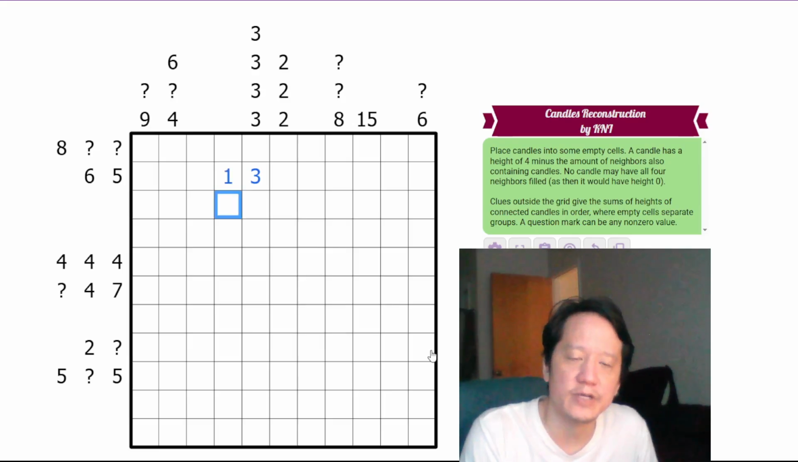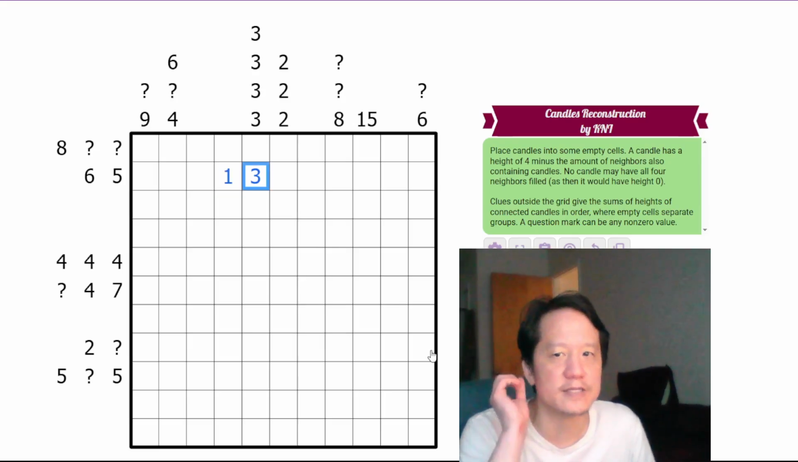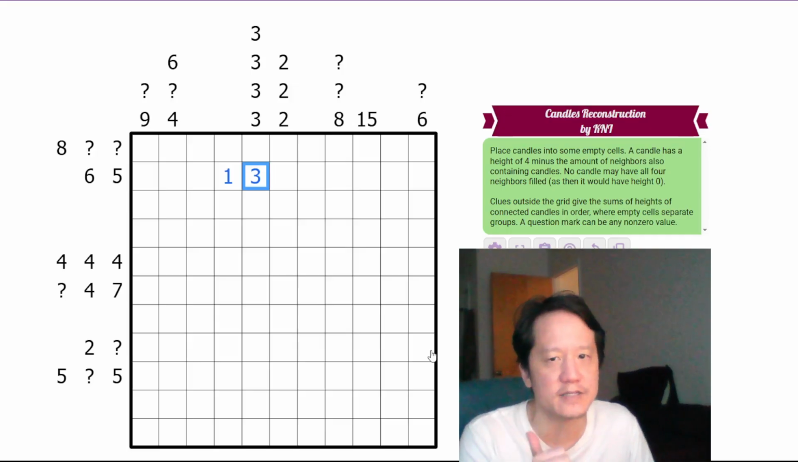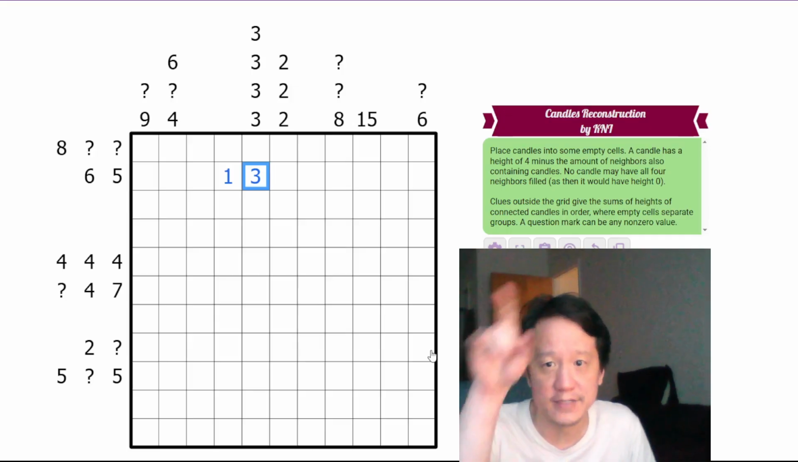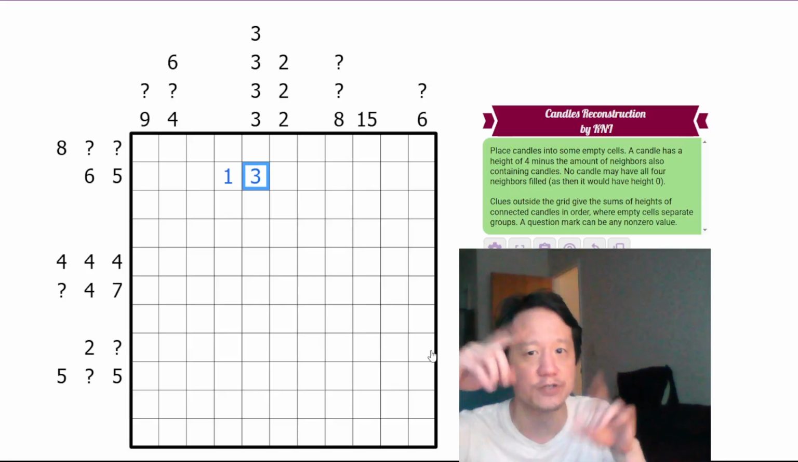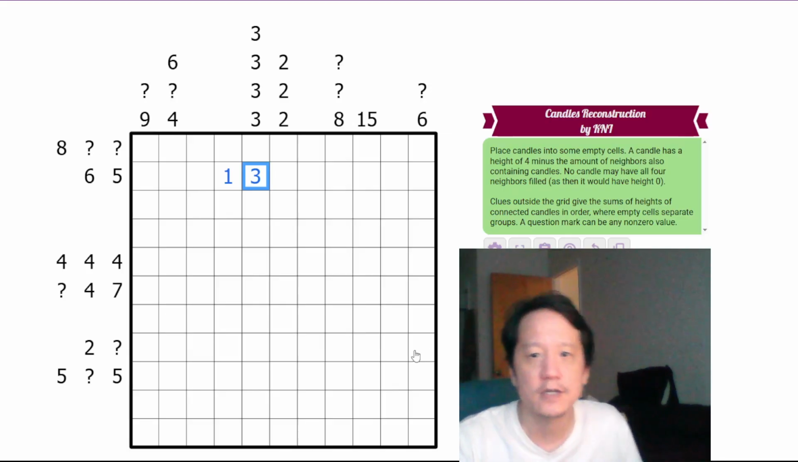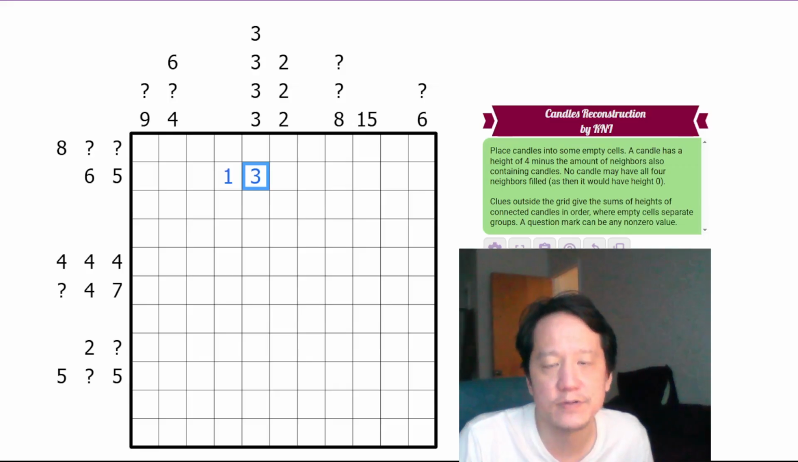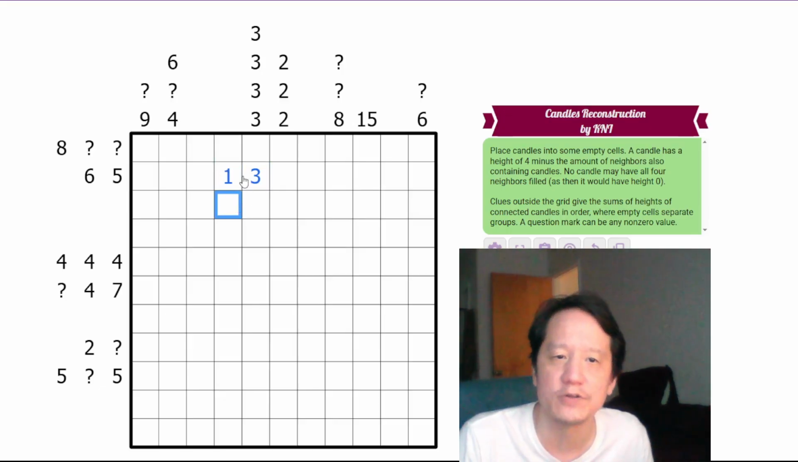Right? Because if you place a candle with height 3, the candle has to have a height of 4 minus the amount of neighbors, which means cells that share an edge with it, also containing candles. So then this would be 1, which would mean that 3 of the cells that it shares an edge with would also have to have candles. Oh, interesting. That's interesting how that sort of progresses.